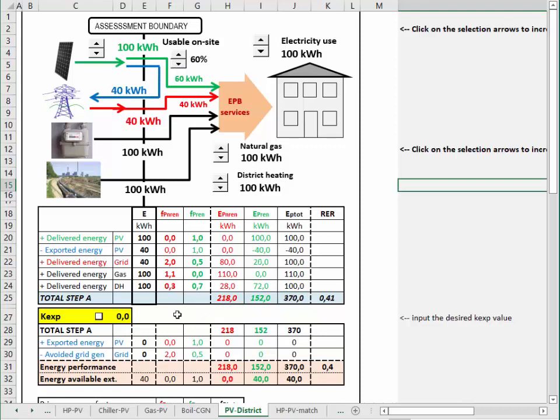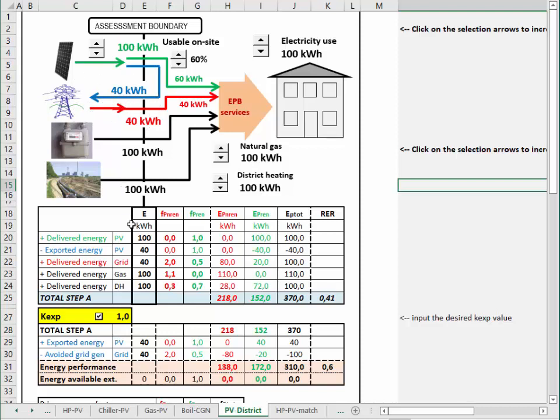Now, if we set K exported equal 1, you can see that the matching factor will have no influence on the final result on the energy performance. Because with K exported equal 1, the exported energy is evaluated according to the energy avoided by the grid generators, and when importing, it is evaluated as the energy required by grid generators, so these two terms cancel each other.